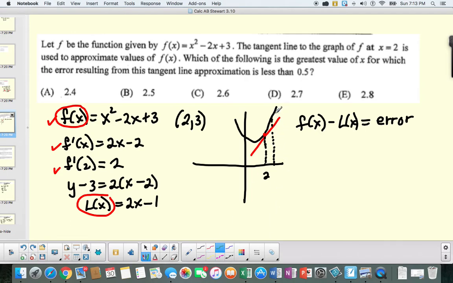Now, this is what the question is asking. When the error is less than 0.5, in other words, this is the error right here.